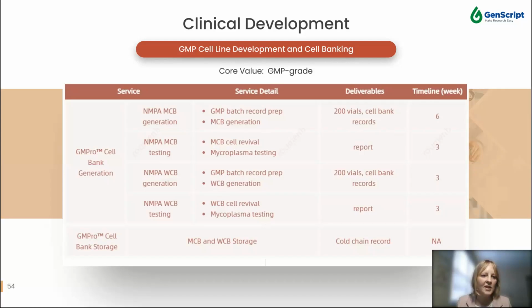During the clinical stage, it's going to be crucial to have a well-characterized and scalable cell line that consistently produces the desired antibody with high yield and quality. The GMP cell line development and cell banking service cover various activities, including cell line selection, genetic stability assessment, productivity optimization, and establishment of GMP-compliant master and working cell banks. ProBio follows strict quality control procedures and conducts comprehensive characterization and testing to ensure the safety, stability, and productivity of those cell lines.